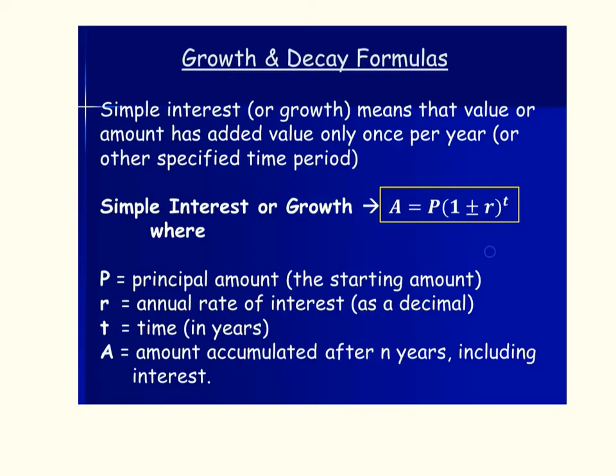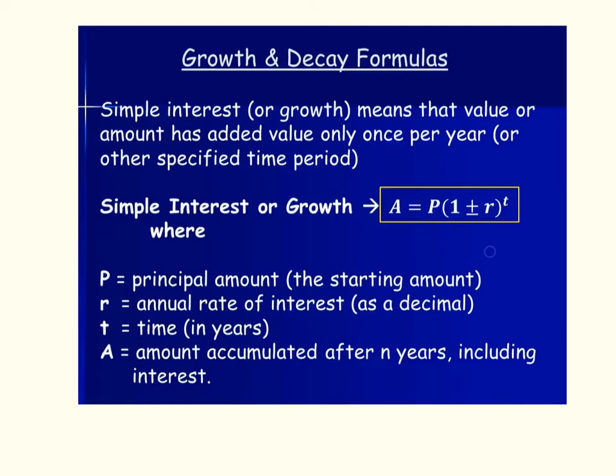Now let's look at some applications of growth and decay functions. If we have a simple interest or growth, that means that our value or amount has added value only once per year. So the simple interest formula is A is equal to P times 1 plus or minus R raised to the t power. P stands for the principal amount, so in other words, that's the starting amount.